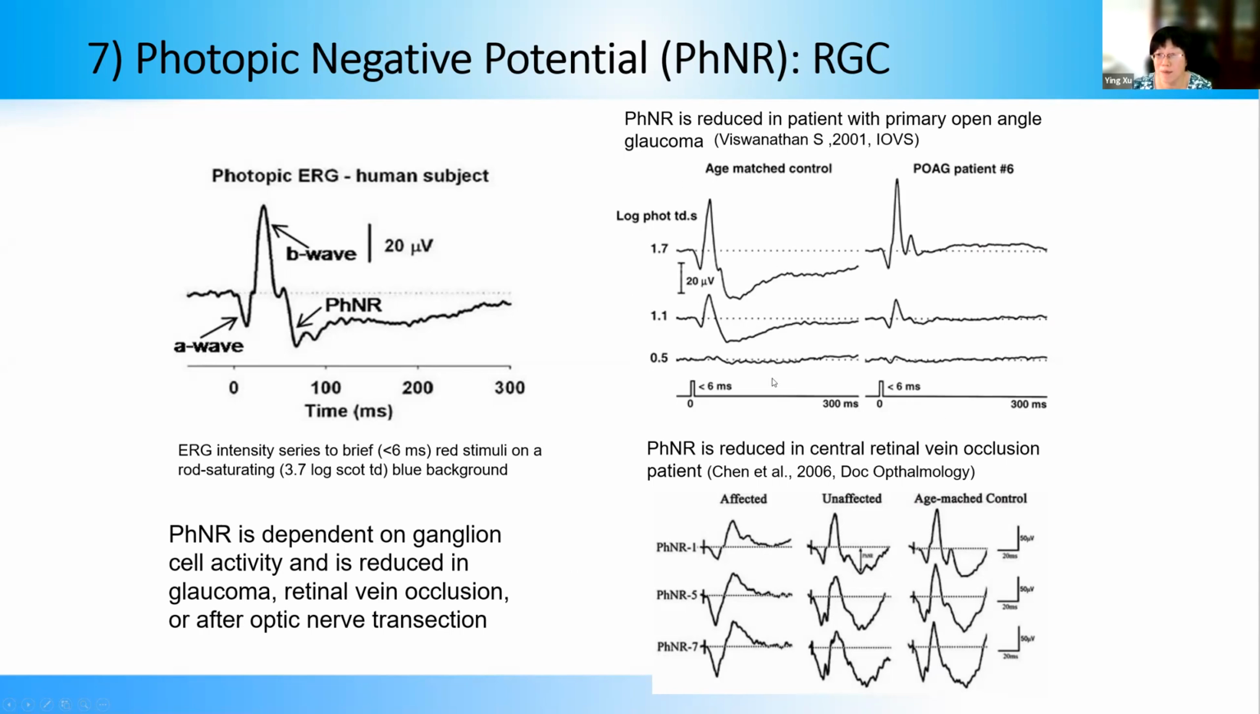Here is an example of a patient with primary open angle glaucoma, and you can clearly see that the large PhNR recorded in the age-matched control disappeared in the POAG patient. And also in a patient with retinal vein occlusion, you can see that in the affected patient there's no PhNR, but in the unaffected, normal age-matched control, there is a clear PhNR.